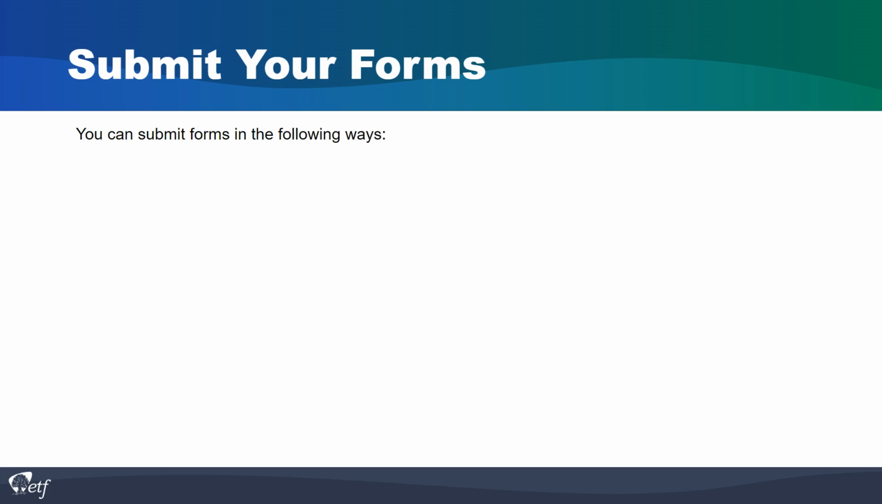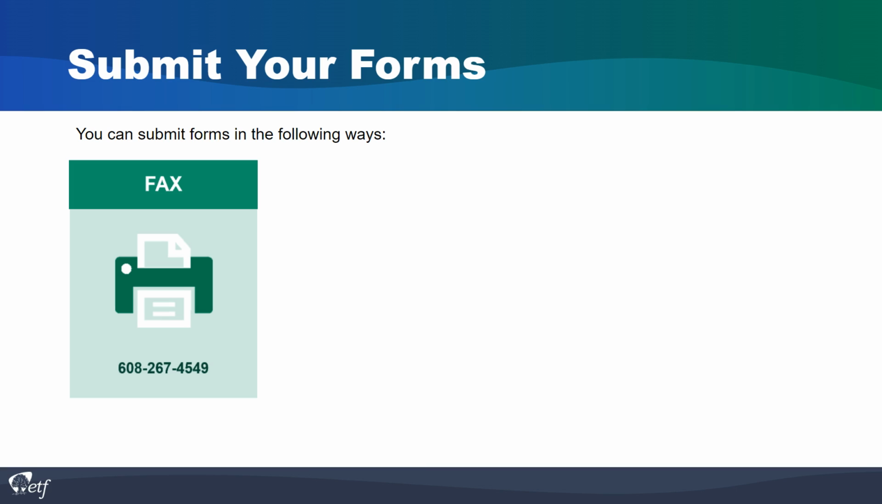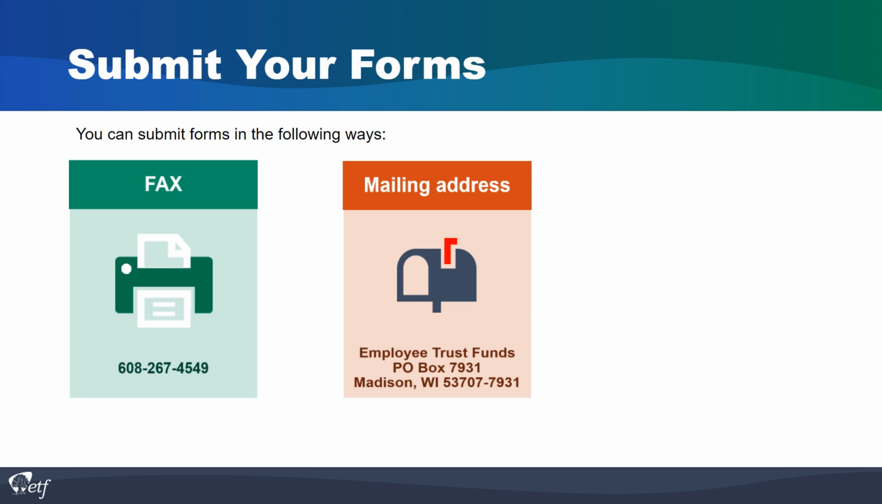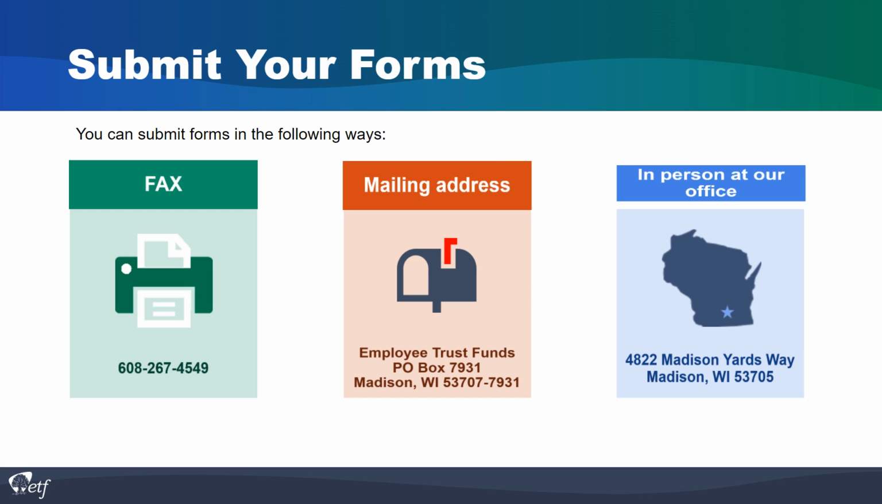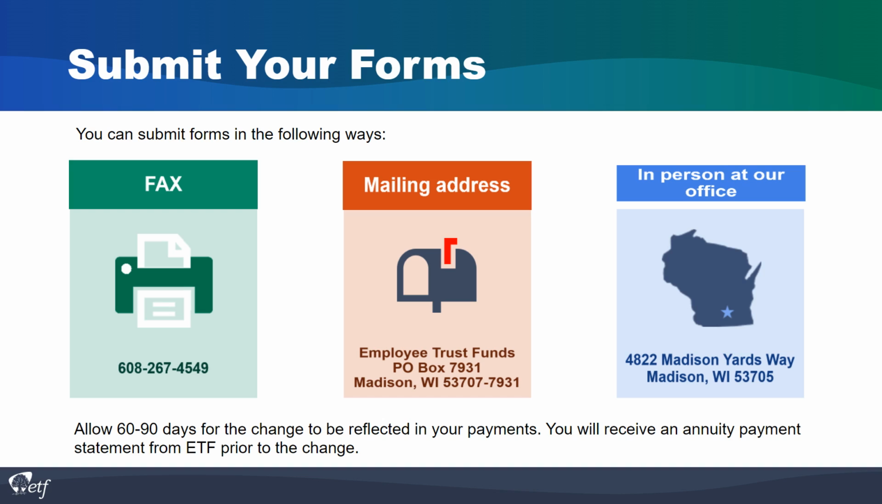After signing and dating, you may submit IRS Form W-4P and Wisconsin Tax Withholding Election Form ET-4337 in one of the following ways. You can fax it to 608-267-4549, mail it to the address shown on the screen, or drop it off in person in the office. Allow approximately 60 to 90 days after we receive your new election form for the change to be reflected in your payments. You'll receive an annuity payment statement from ETF prior to the change.